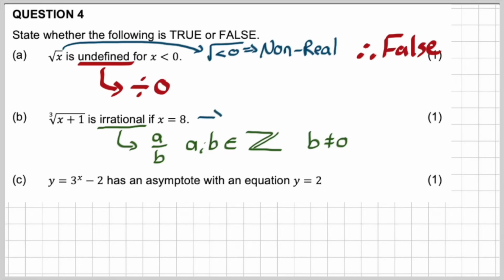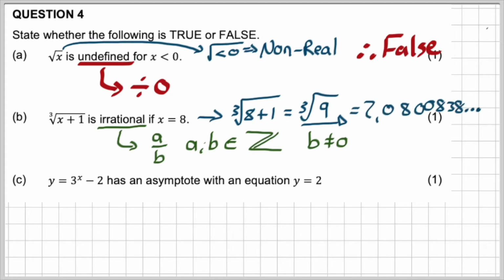But let's substitute that 8 in and see what I am left with. I've got the cube root of 9, because it's 8 plus 1. Now the value of that is 2.08008338... Do you see a pattern behind the comma? Let's just go back a little bit. First of all, is it a finite or infinite decimal? It's an infinite decimal, because there's no stopping behind the comma. Second question, is there a pattern in the infinite decimals? No, there are no recurring decimals.